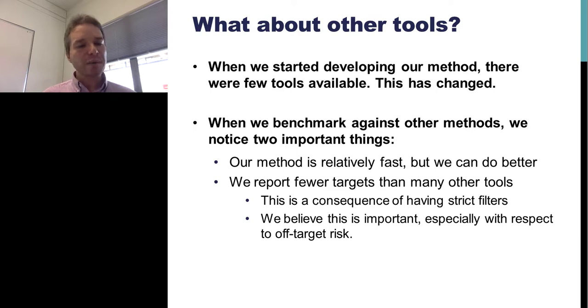And what we also found is that we report fewer targets than many other tools. On average, maybe 1/5 of what many other tools would report. But we don't really see that as a disadvantage of our method. If anything, it's probably a good thing, and it's a consequence of having very strict filters. Many targets that other tools would report, we reject, and we think that we rejected them for a good reason, especially, for instance, if it's around off-target risk, we think it's better to be strict and reject them.